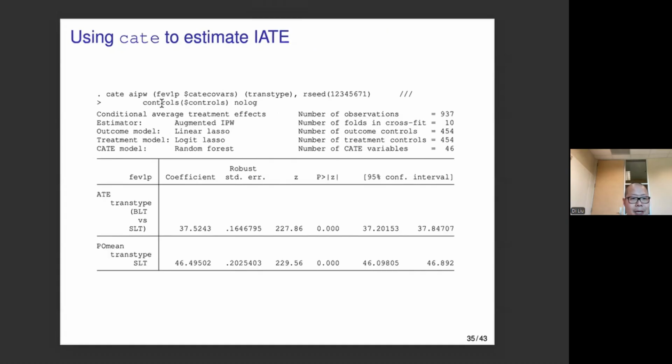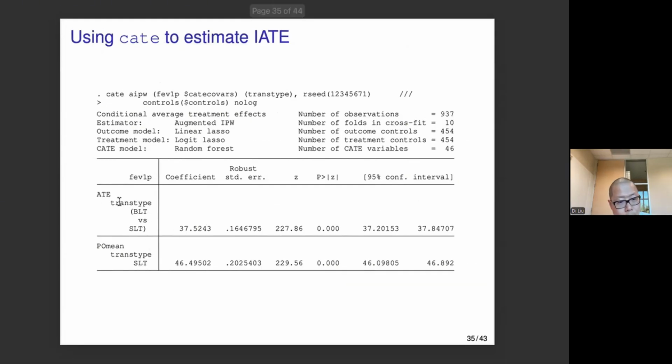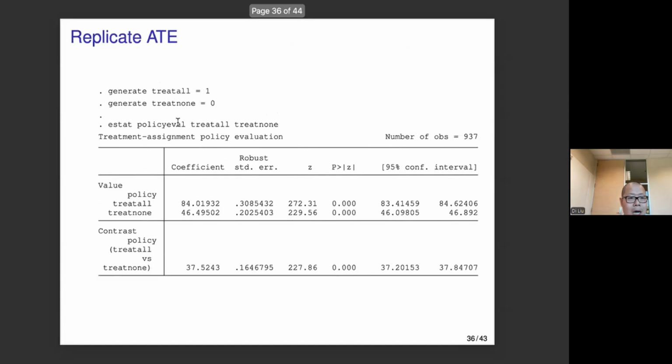We first estimate the CATE functions, the ITE function, using the same method to estimate it. I won't repeat that here. And you see here we report the ATE, which is 73.5. Now I want to persuade you that ATE is indeed a special case of policy evaluation.